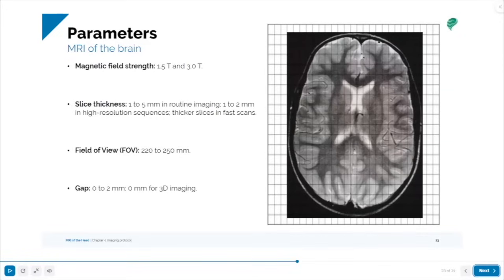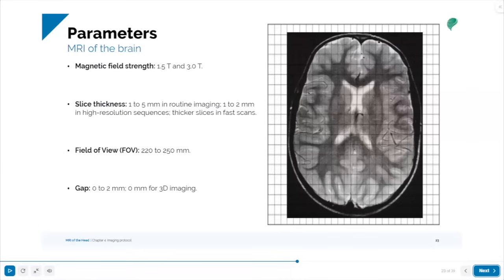With slice thicknesses, we also have a consideration for the slice gap, and that's the distance between the slices. For an adult brain, it's usually anywhere from 0 to 2 millimeters. A 0 millimeter gap is used for 3D imaging and when high resolution imaging is required. However, there's a trade-off with having no gap. The scans are going to take longer.